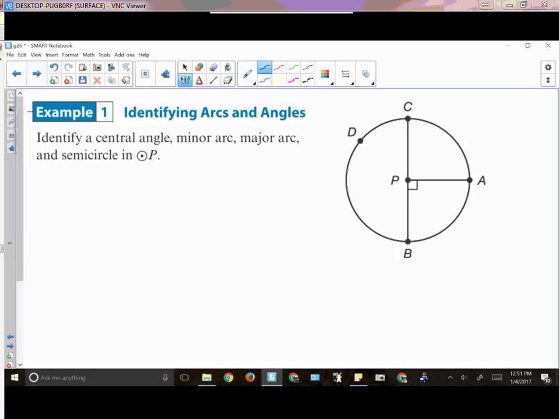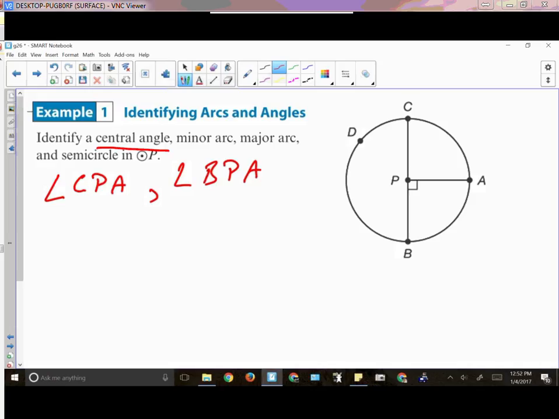So, knowing that much, if I wanted a central angle, would one of the angles be angle CPA? Does that work? Would that be a central angle? Okay. Center right there. Would I also have angle BPA? Would that work? And those would be the only angles that we would be looking at. So, that takes care of the central angles.